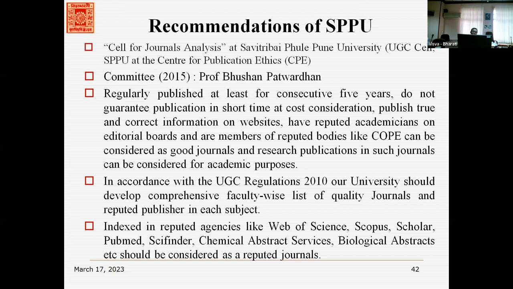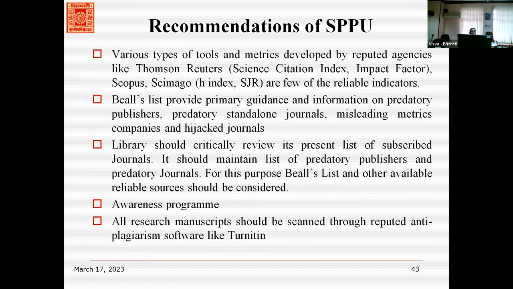So this is the recommendation. And some reputed agencies also calculate metrics. Metrics means citation index, impact factor, h-index, journal rank. So this is the metrics. Reputed agencies means Thomson Reuters is one of the reputed agencies to calculate this type of metrics, and Scopus also. SCImago is another reputed agency. So those journals included in these agencies, with metrics in these agencies, we also consider a reputed journal or a reliable indicator about this journal.